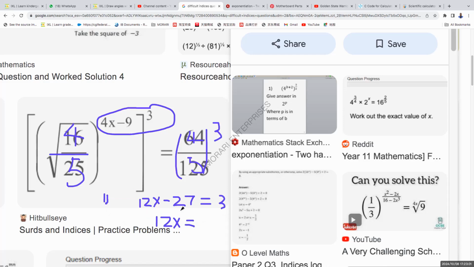Here will disappear. Here you add 27 will be what? Yeah, 30. Equals to 30. So your x will just be what? 30 divided by what? 12. So you say 6 here how many times? 5 times. And 6 into 12 how many times? 2 times. 5 divided by 2, 2.5. And you've solved your x. Easy as that.